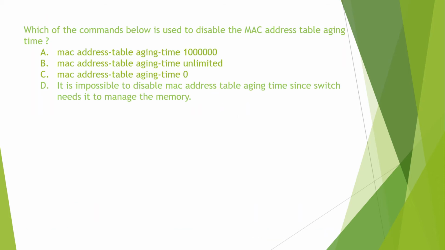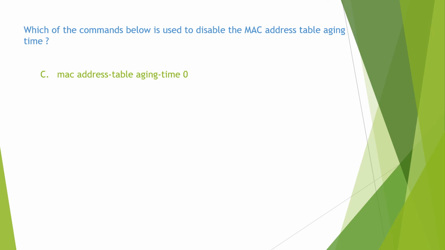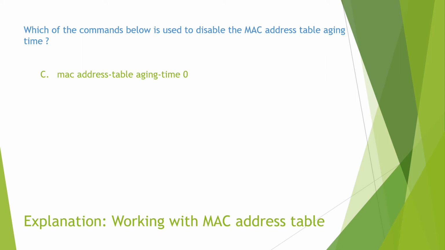The question reads, which of the commands below is used to disable the MAC address table aging time? To disable MAC address table aging time, we need to set the aging time to 0 with the command mac address-table aging-time 0. So the answer for this question is C. You can find the detailed explanation for this question in the video, Working with MAC address table.